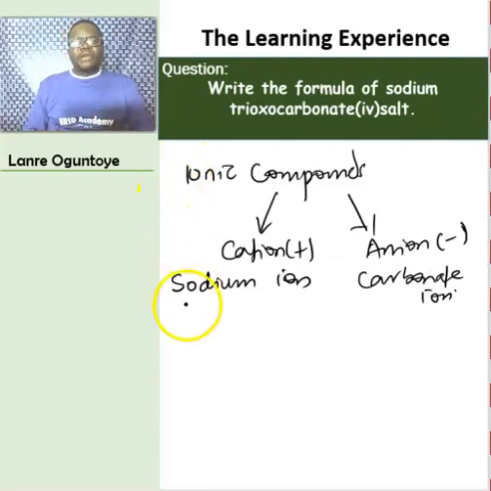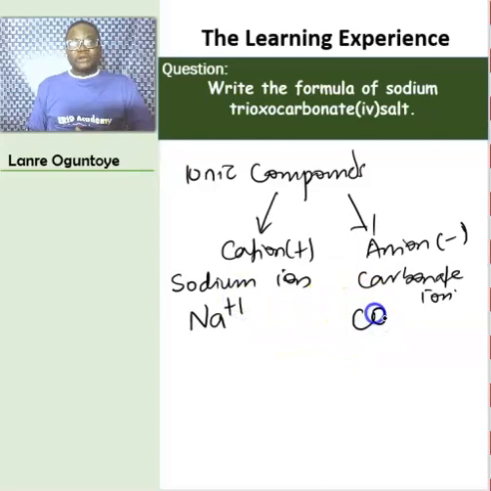So the correct formula for sodium ion is Na+1, and the correct formula for the carbonate ion is CO3 2-. Now you may ask, how do I know the charge that this particular ion will carry? For example, sodium ion. Why not Na2+ or Na3+ or Na4+? How do I identify the charge it will carry? You need to cast your mind back to the periodic table.